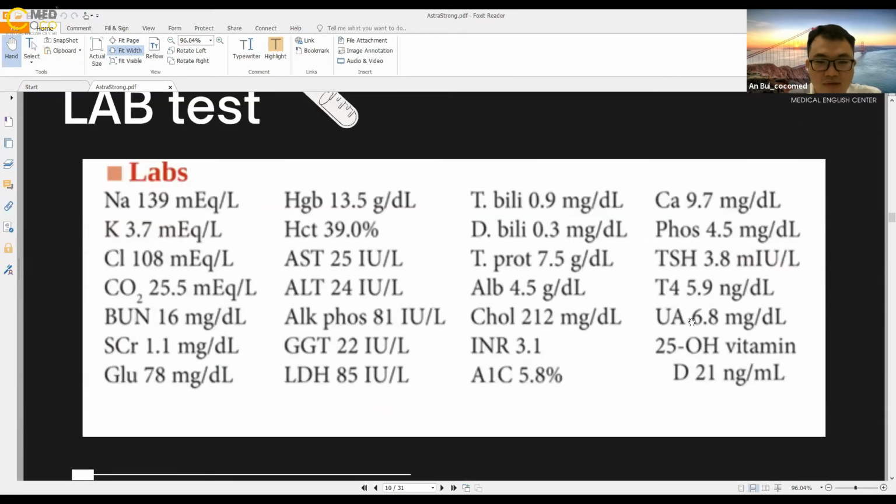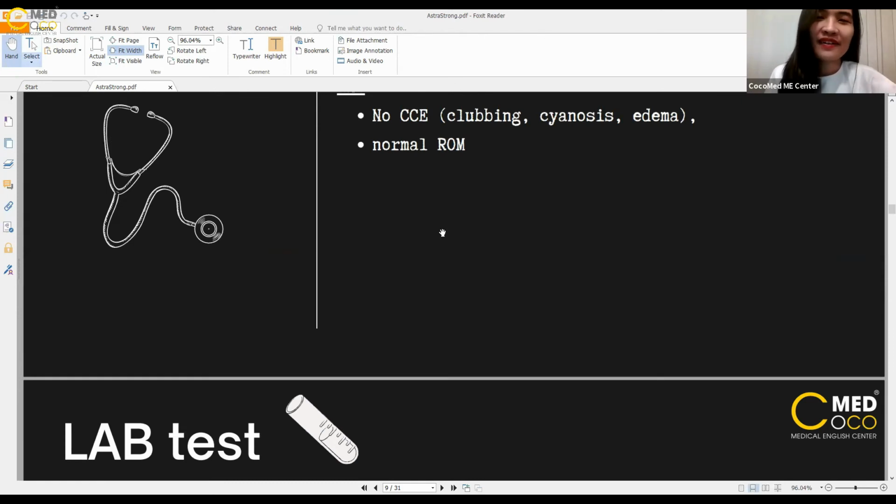So what tests do you want to order for this case? What workup do you want to order? I'm looking for your answer, the diagnosis. Does anyone have any idea?